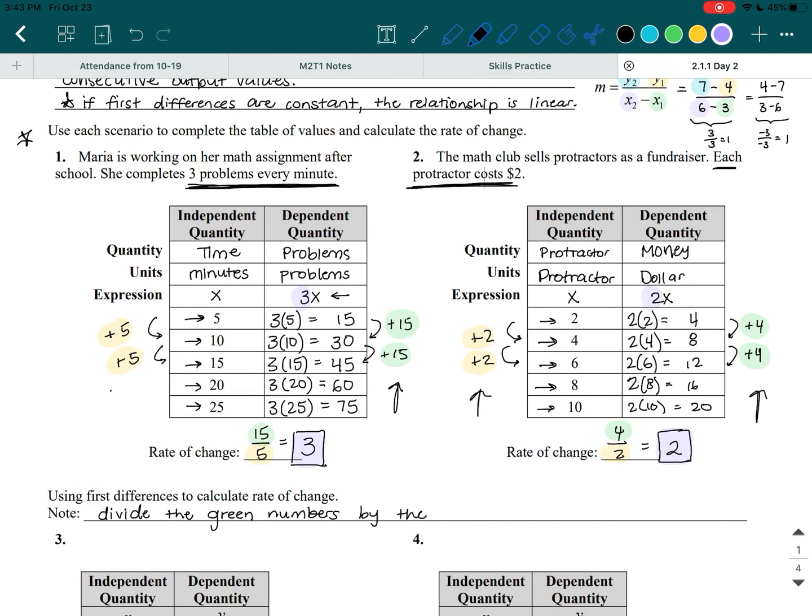By the yellow numbers to get the rate of change. You can abbreviate rate of change as ROC. ROC stands for rate of change, okay? So to calculate the rate of change, you divide the green numbers by the yellow numbers. That's what we did, and so that's the key that I'm writing over here.